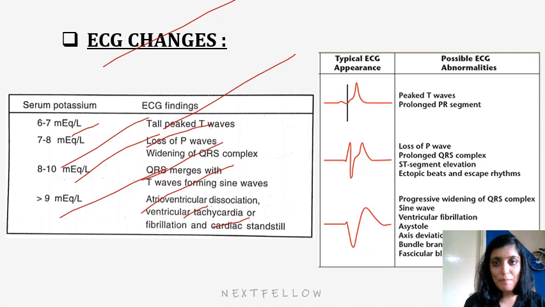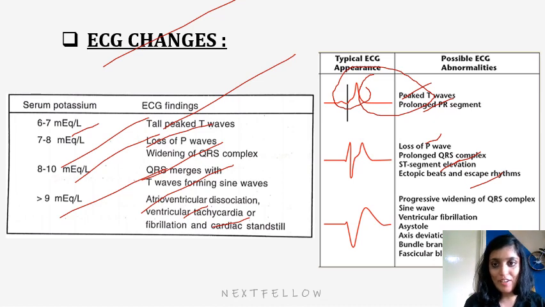So these are the peaked T waves, prolonged PR interval. So what is the definition of peaked T waves? This T wave should be more than 50% of the preceding QRS complex. Loss of P wave, prolonged QRS complex, ST segment elevation, and ectopic beats and escape rhythms.